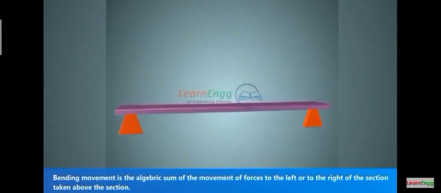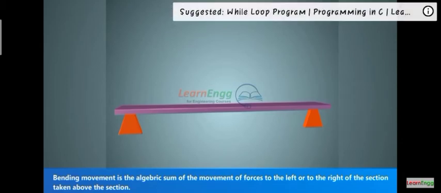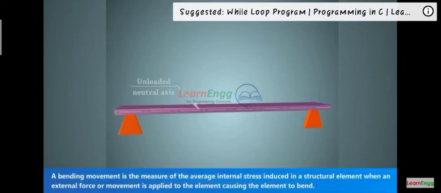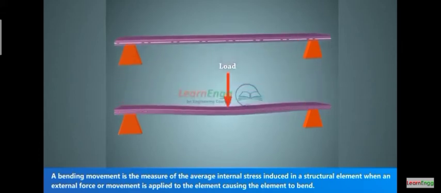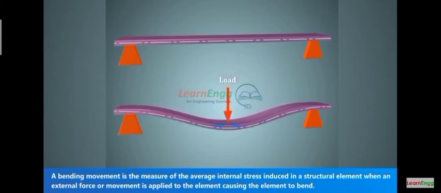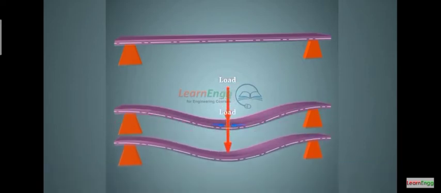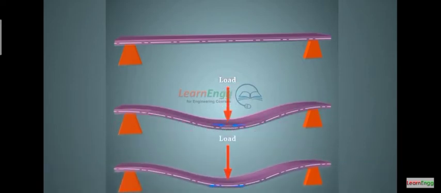Now we see bending moment. Bending moment is the algebraic sum of the moments of forces to the left or the right of the section taken. The bending moment is the measure of the average internal stress induced in a structural element when an external force or moment is applied to the element, causing the element to bend. Like this.